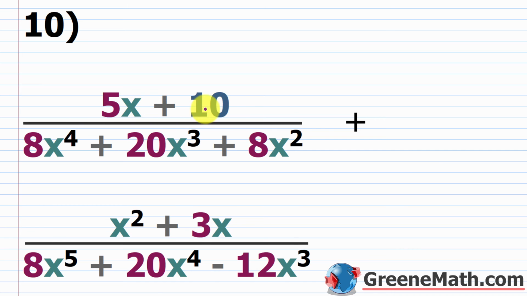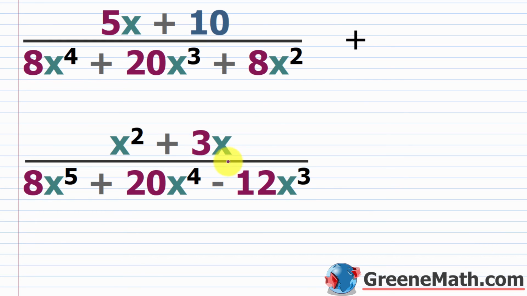So we have 5x plus 10 over 8x to the 4th power plus 20x cubed plus 8x squared. Then we are adding this to, we're going to have x squared plus 3x over 8x to the 5th power plus 20x to the 4th power minus 12x cubed. So in this case, it will really be to your advantage to simplify everything first before you start adding. If you don't want to do that, you can go about it that way, but it's just going to take you a lot of extra time.